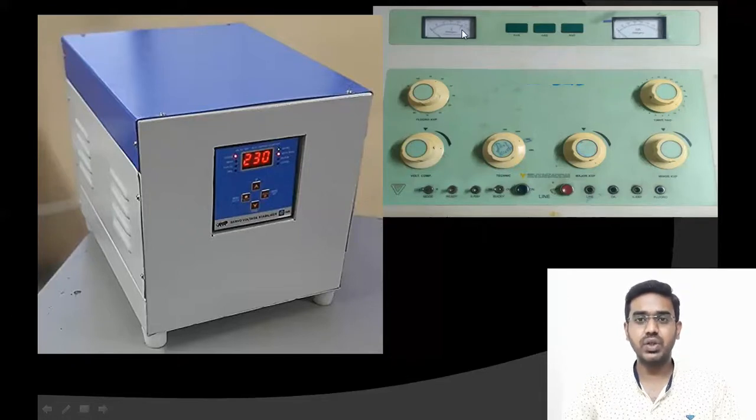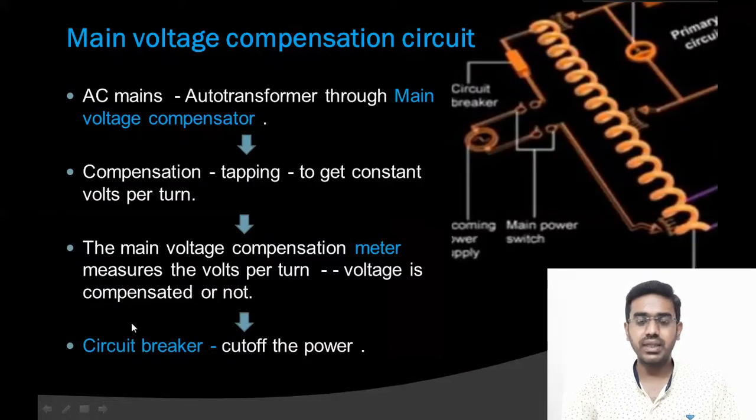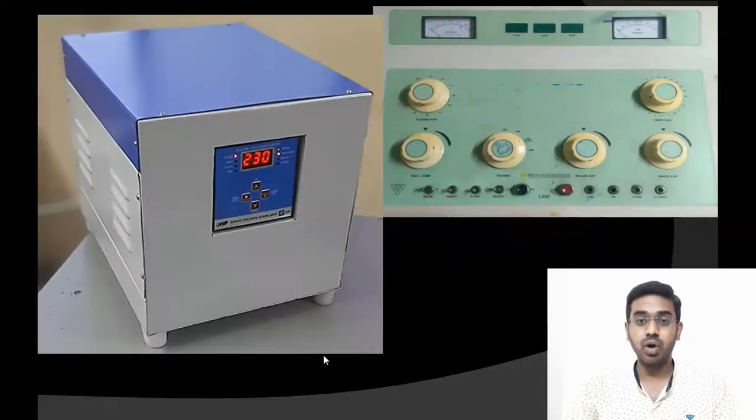There we have a circuit breaker. Circuit breaker is the same as the trip that we use in other equipment. If the voltage is not compensated, then the circuit breaker will automatically cut off the power that goes into the circuit. In modern day equipment, we use voltage stabilizers which give stabilized voltage to the circuit.